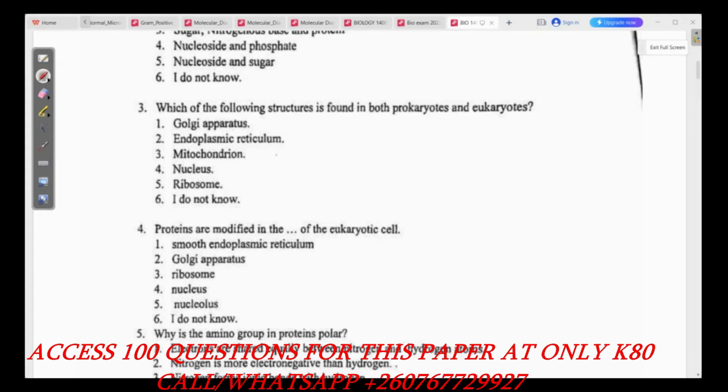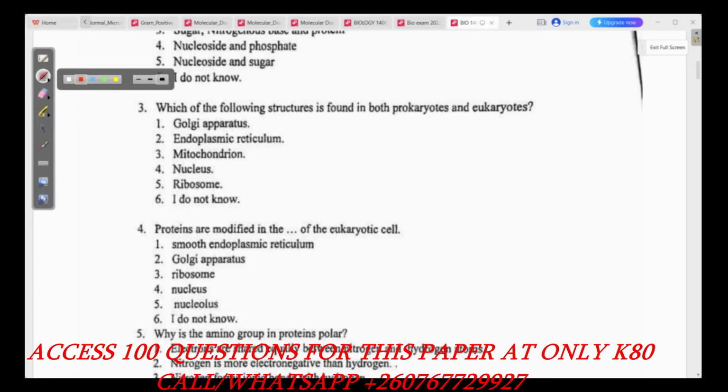Endoplasmic reticulum is not found in prokaryotic cells. Then mitochondria. Mitochondria also is not found in prokaryotic cells. Mitochondria is only found in eukaryotic cells. The nucleus. Prokaryotic cells do not have a nucleus. Instead, they have what we call a nucleoid. A nucleoid is a structure that keeps the genetic material, that is DNA. So DNA in prokaryotic cells is stored in a structure known as a nucleoid and not a nucleus.